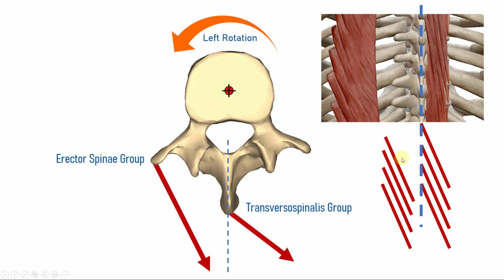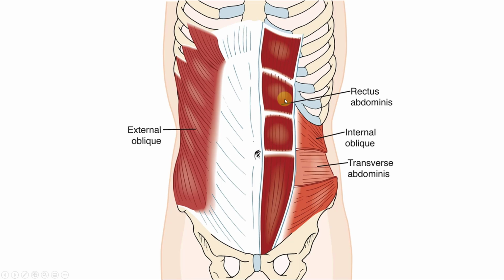They're going to work together in extension, but where they'll be antagonists to each other is now lateral flexion. So if I side bend to the left and I have a concentric muscle contraction, that's going to be same side erector spinae and opposite side transverse spinalis is going to be relaxing. We'll look at the abdominals, and same thing, they have a similar type component.